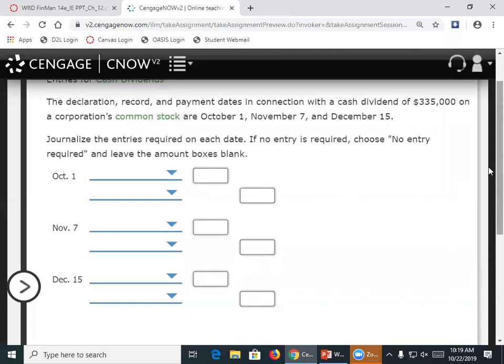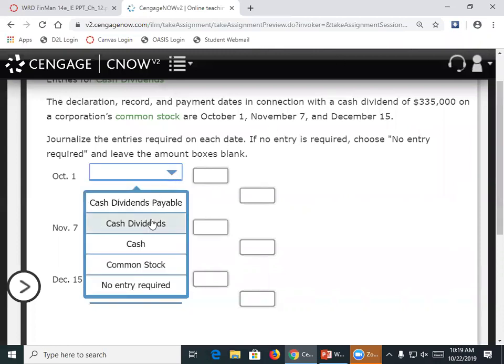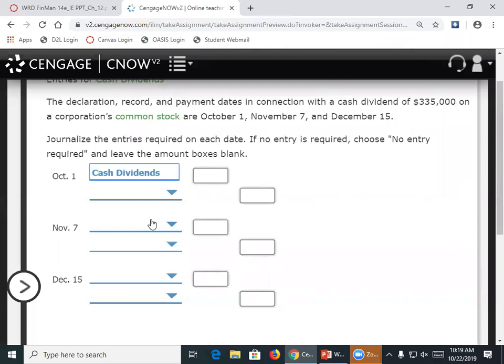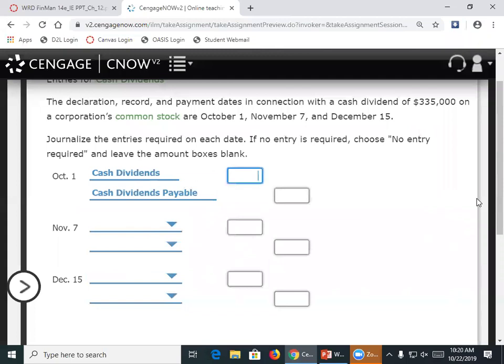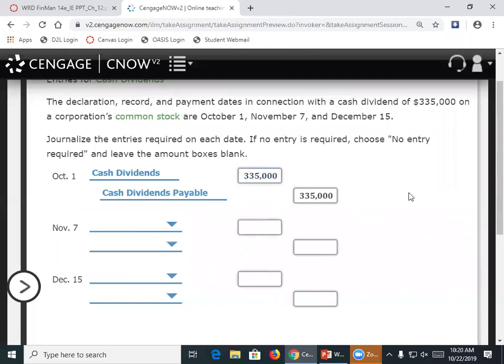So this one, they didn't even have us calculate the actual cash dividend. They just told us we're paying $335,000 cash dividend. So what is my journal entry on October 1st? Very good. We debit cash dividends, which again is just your normal dividends account, increases on the debit side. Remember, it's reducing retained earnings though overall. And then we credit cash dividends payable. And again, they made this one really easy. Just the total cash dividend of $335,000.